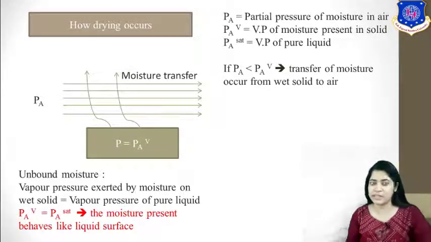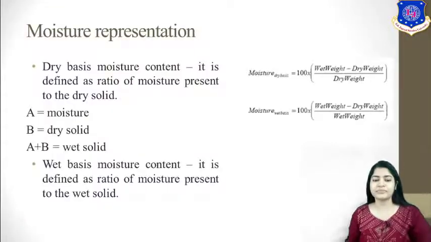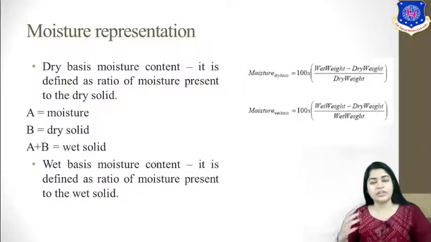See, equality must be there between what? The vapor pressure of moisture which is present in the solid must be equal to the vapor pressure of your pure liquid. Here you can take that it behaves like a liquid surface because that much amount of moisture is present, right? Now, types of moisture representation. You describe your moisture content in two forms, dry basis and wet basis. What is dry basis? It is defined as the ratio of weight of moisture, weight of water present, to the weight of dry solid.